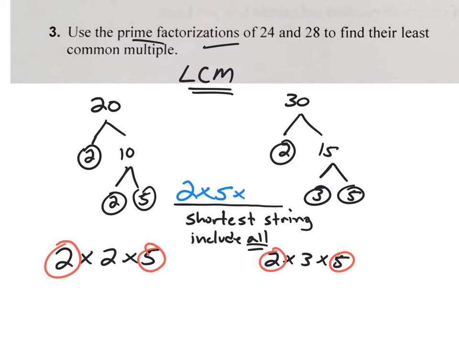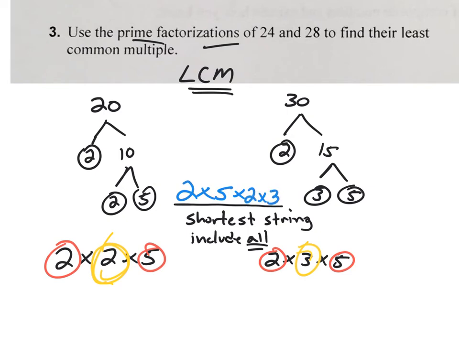And what are we left over with? We're left with a 2 and we're left with a 3. Now the rule is we have to include all. We need to make the shortest string but include all the factors. So we have to include the 2 and the 3. So let's do that. So times 2 times 3.